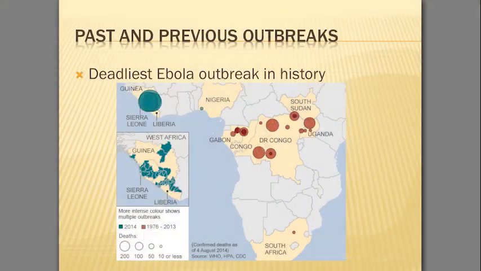Also, we heard already some of the ways in which this is different from previous outbreaks of Ebola that have happened mostly in rural parts of Central Africa. This is by far the deadliest outbreak, though. There have been more deaths this year than in all of the previous outbreaks combined, going back to 1976. So we're going to talk about some of the reasons why the spread has been so rapid.